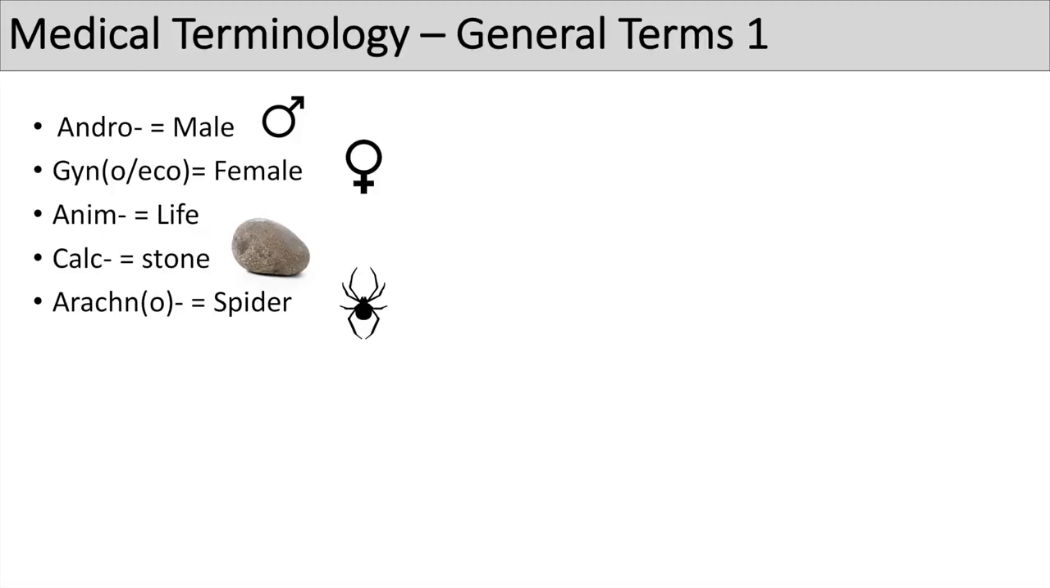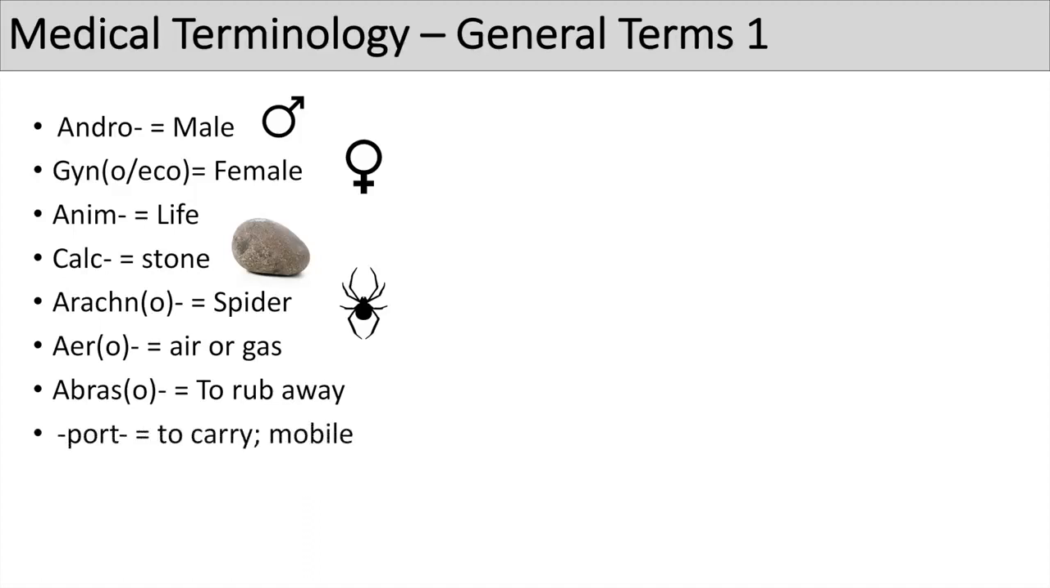The next prefix is arachno. This means spider, so you can think of arachnophobia, or a fear of spiders. The next prefix is air or aero. This means air or gas, so that's pretty easy. You can think of the word aerodynamic. The next prefix is abrase or abrazo. This means to rub away, so you can think of the word abrasion. Port means to carry or mobile, so you can think of transport or export or portable. They all mean to carry.